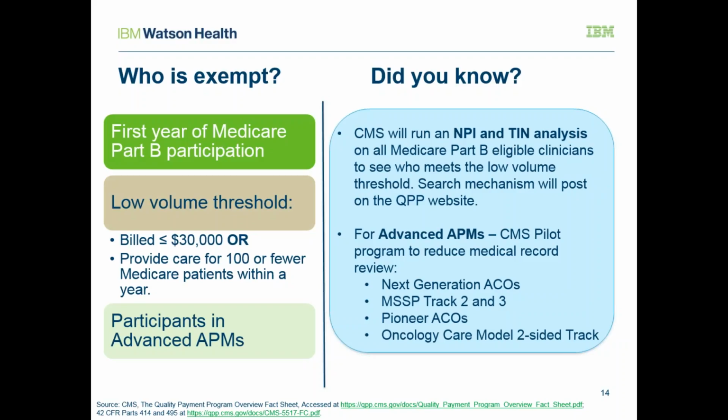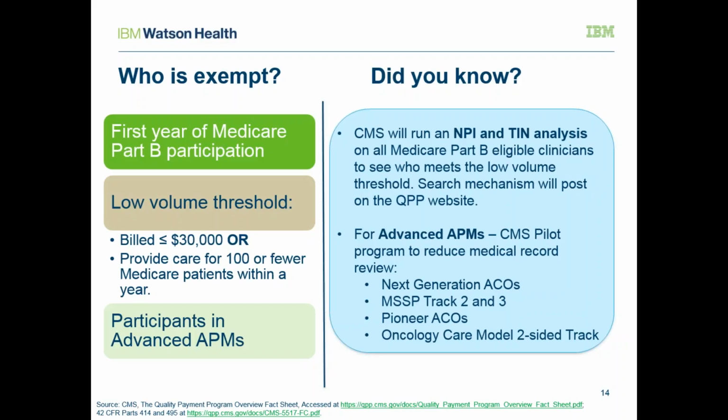I will say that CMS does plan to conduct 2 assessments to evaluate if you're exempt. So it's possible that a clinician might not be initially exempt, but a few months later, under the second go-around that CMS plans to do, you might meet that threshold of the exemption. Again, this is under the low volume threshold.